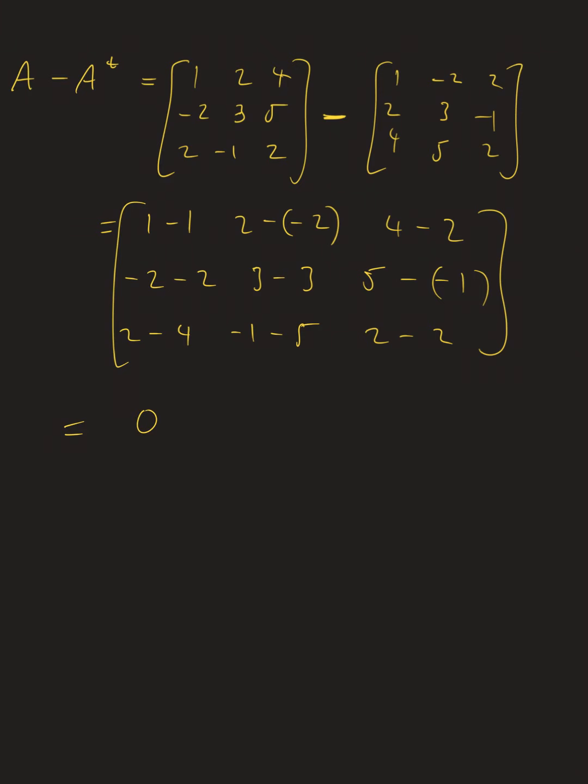1 minus 1 is 0. So 2 minus minus 2. So minus minus is plus. That's 2 plus 2 is 4. 4 minus 2 is 2. Then next row I have minus 2 minus 2, which is minus 4. So that's nice and anti-symmetric. I have 4 and I have minus 4. 3 minus 3 is 0. 5 minus minus 1 is 5 plus 1 is 6. 2 minus 4 is minus 2. Minus 6 and 0.